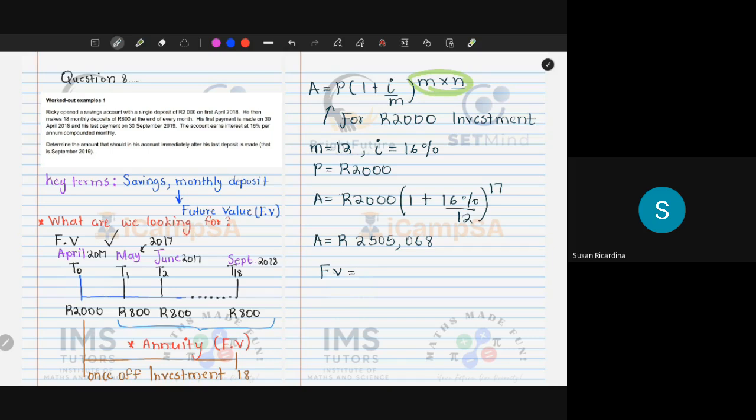So the monthly deposits that we are going to make are 800 rands. So this will be into 1 plus 16% divided by 12, all to the power of. Now let's think carefully. So end of April, we put in 2,000. Then May, we put in the 800.